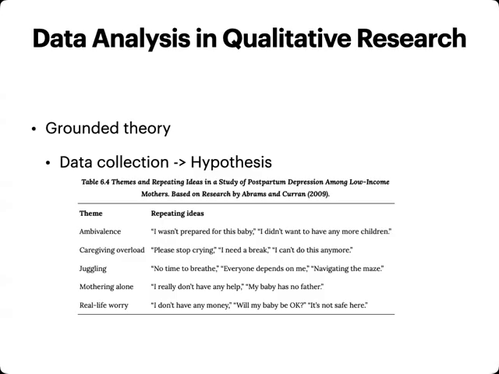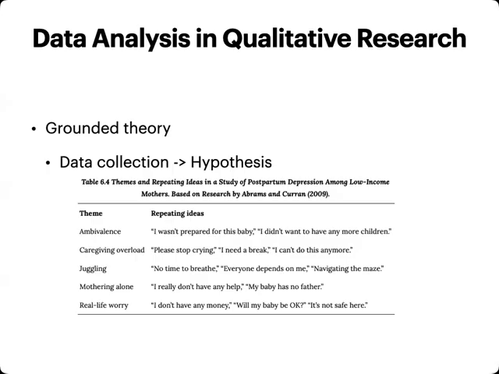There are many ways to analyze qualitative data. One example is called grounded theory. This approach was developed by sociologists in the 1960s and gradually became popular in the field of psychological science. In contrast to quantitative research, where researchers start with hypotheses derived from a theory, qualitative research with grounded theory begins with data collection before developing the hypothesis.